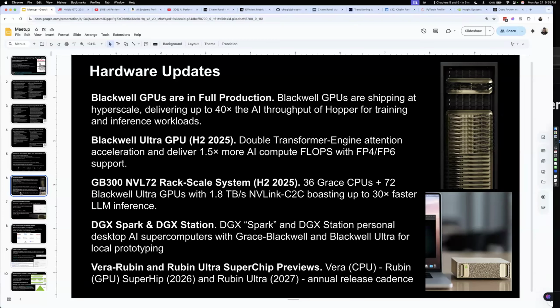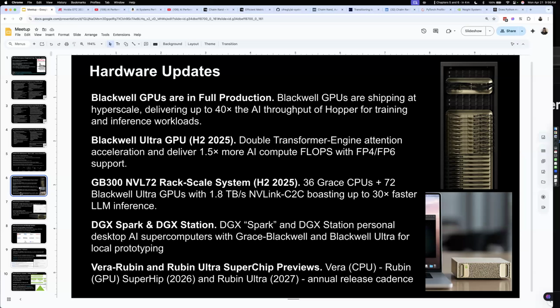They also announced a second half of this year is going to be what's called the Blackwell Ultra GPU, and this is going to have a faster transformer engine, which is obviously optimized for these transformer-based attention models. This is going to deliver more flops, and it's got better floating point 4, floating point 6, floating point 8 support. They also announced later this year there's going to be the Grace Blackwell 300.